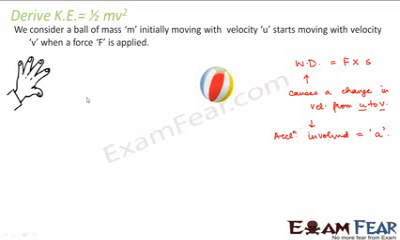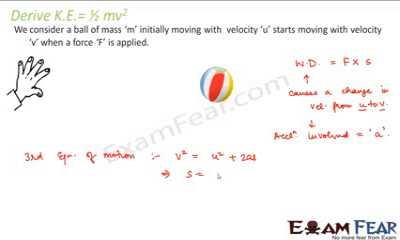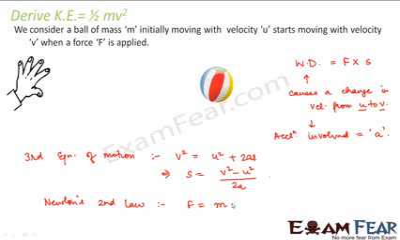Now let us make use of the third equation of motion. What was the third equation of motion? It was v square is equal to u square plus 2as. From this we can say s is equal to v square minus u square divided by 2a. Now again, from Newton's second law, we already know that the force acting on an object is given by the product of mass and acceleration.